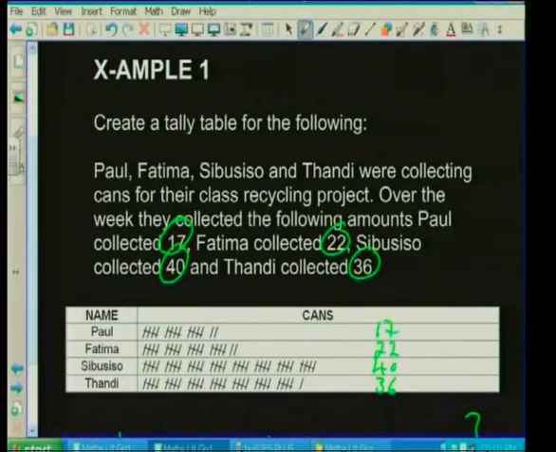Okay. Tallying is just such an easy way of helping you count when you've got to count bits of information as it's coming in. So we might say, who does this can belong to? This belongs to Paul. This one belongs to Fatima. This one belongs to Tandi. And so we're just making the marks as the cans are coming in.